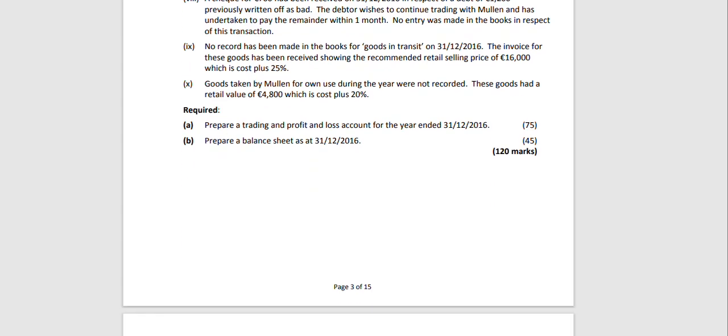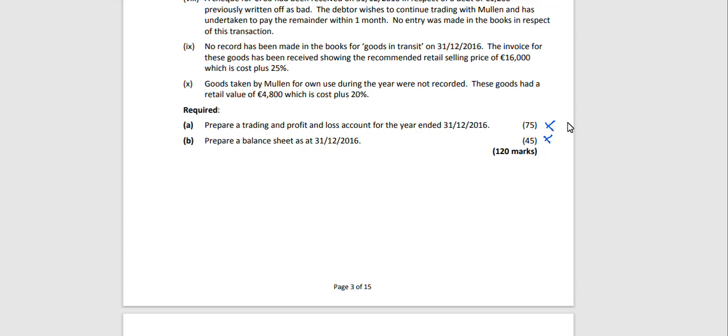And we are asked to prepare a trading profit and loss account for the year ended 31st of the 12th, 2016. This is worth 75 marks. And then a balance sheet for the same year, which is worth 45 marks. So 75 and 45. Huge marks available for this question.